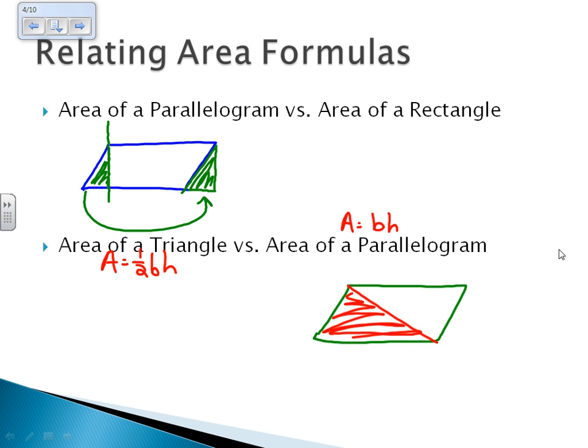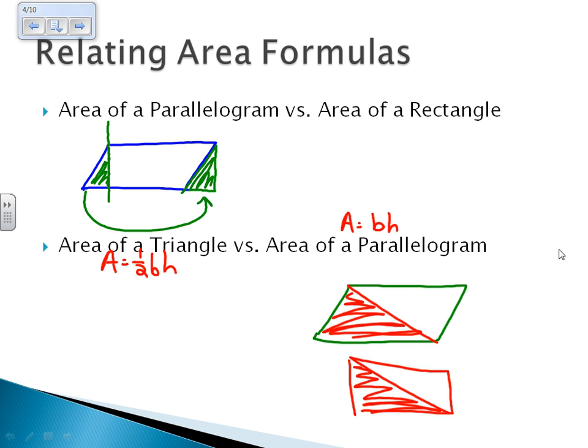Another example, even though this looks like a rectangle, is that still a parallelogram? Yes. Cut it in half, you still have a triangle, except now it's a right triangle. Okay? So do you see how the area of the parallelogram is related to the area of the triangle? It's just cut in half.